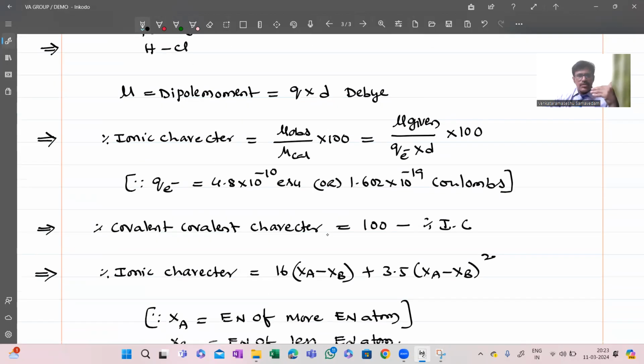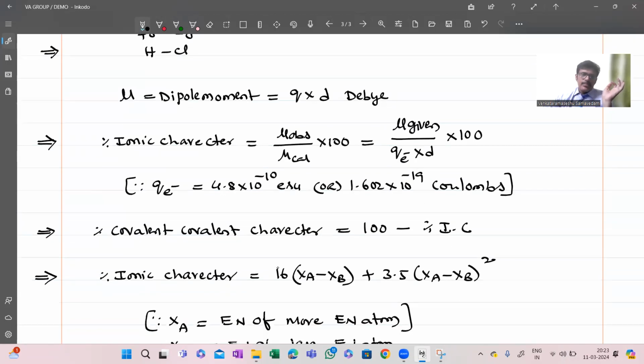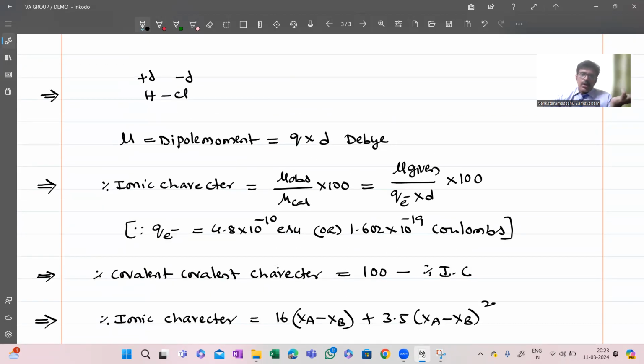So that means in the first formula, directly we can calculate the dipole moment. After that, they will give the observed dipole moment, what is observed experimentally. Sometimes they will ask percentage of ionic character. That percentage of ionic character we can calculate by using mu observed by mu calculated into 100. So if you want to find out the covalent character, from 100%, what we have to do?